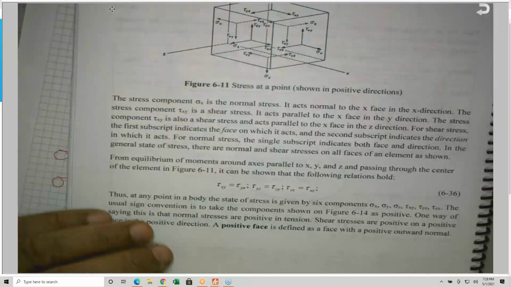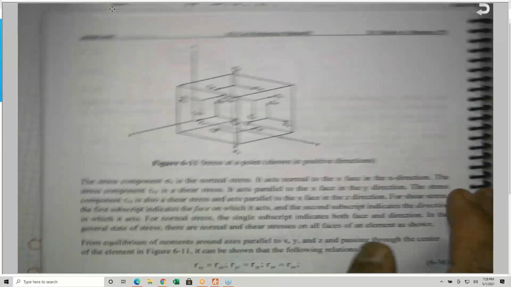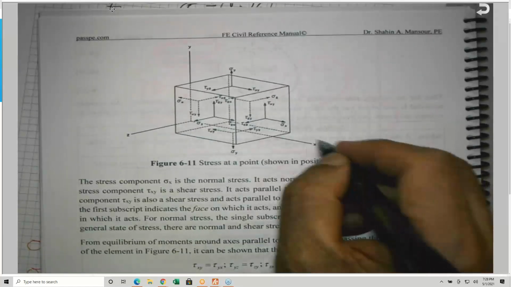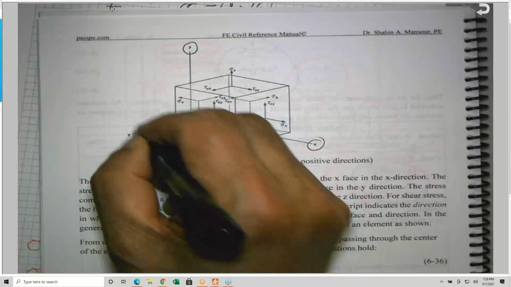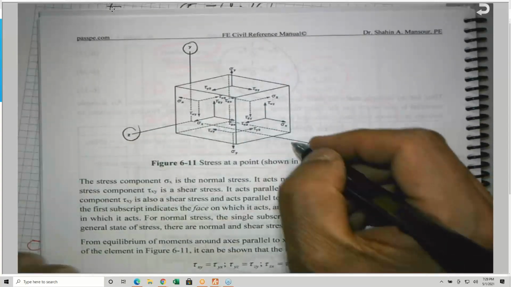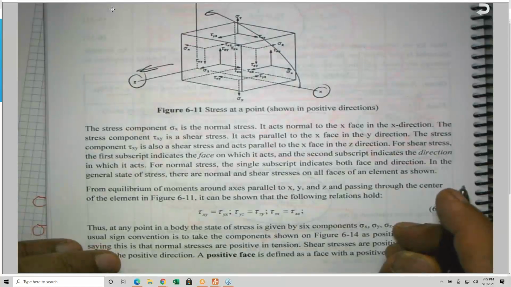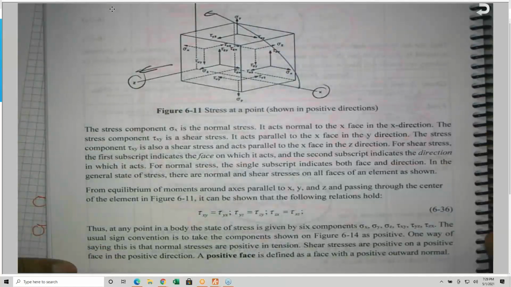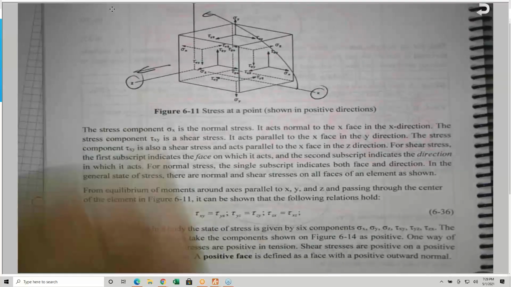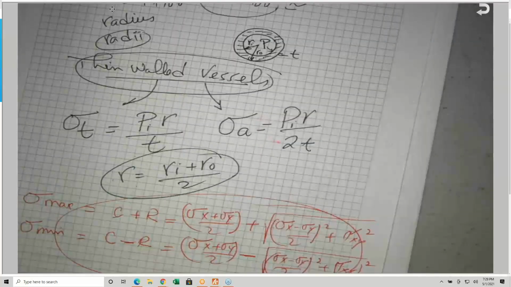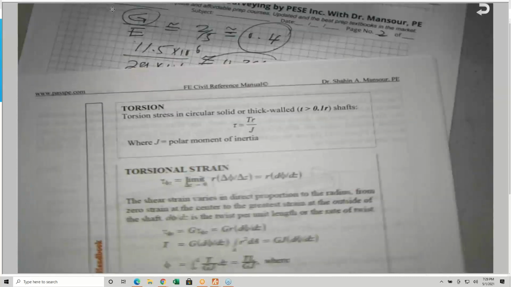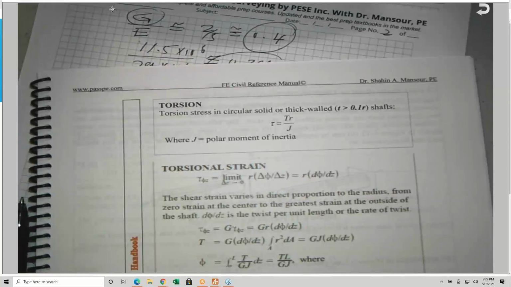This is the state of stress in 3D: x, y, and z, and this is the right-hand rule. If you move from x to y, you are going to advance in z. It's called the right-hand rule. I'm showing you all the stresses of this 3D state. Torsion is important.